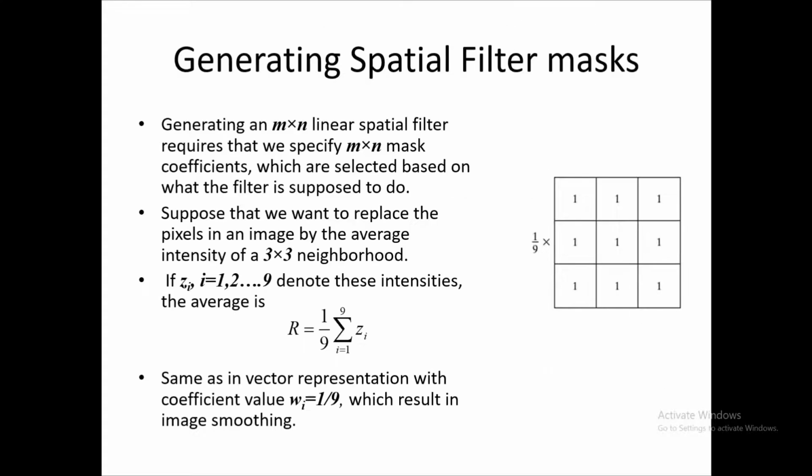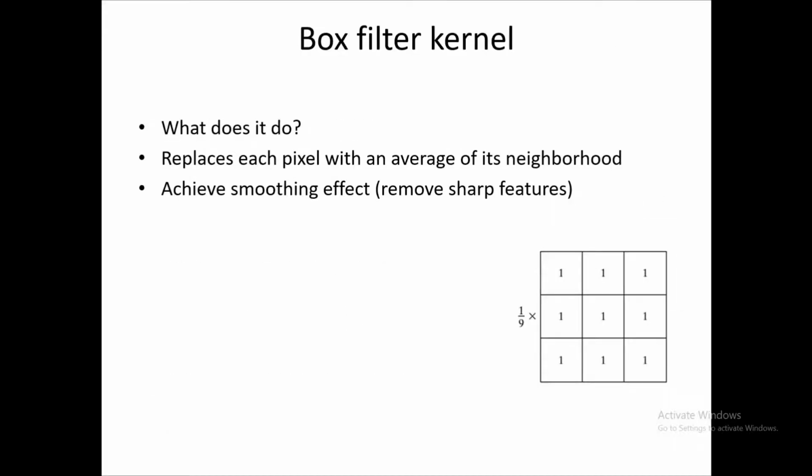This type of filter is also known as a smoothing box filter, or average filter, or mean filter. It's a very widely used smoothing filter. What it does is replace each pixel with the average of its neighborhood, and it achieves a smoothing effect, which removes the sharp features. Here we can see the filter coefficients in this figure.